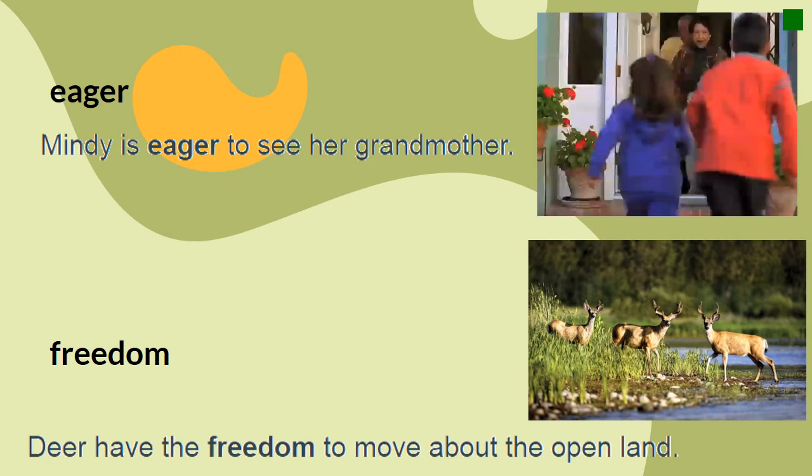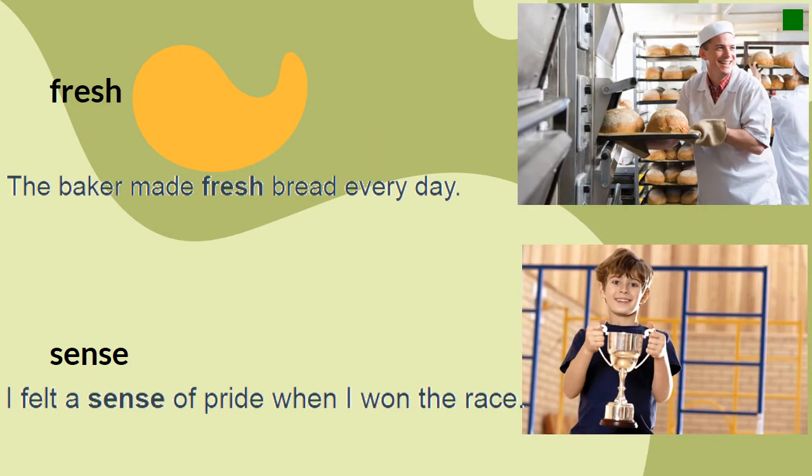Here we have the word freedom. Freedom is the ability to move or be free. For example, deer have the freedom to move about the open land. The word fresh. Fresh means new, not spoiled. For example, the baker made fresh bread every day. Or mom picked fresh flowers.